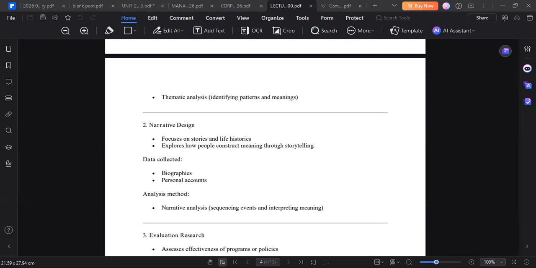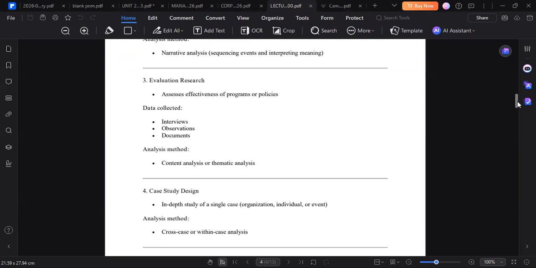So now, what types of data are collected under narrative? So we have biographies, autobiographies, personal accounts, diaries, journals, letters. What are biographies? These are detailed accounts of a person's life written by other researchers. Autobiography, these are life stories written by the individual themselves. That's a difference. All right. So we have looked at a second type, the narrative.